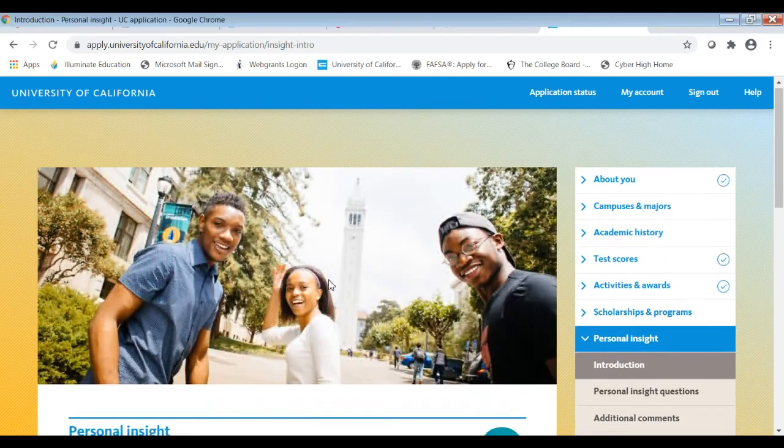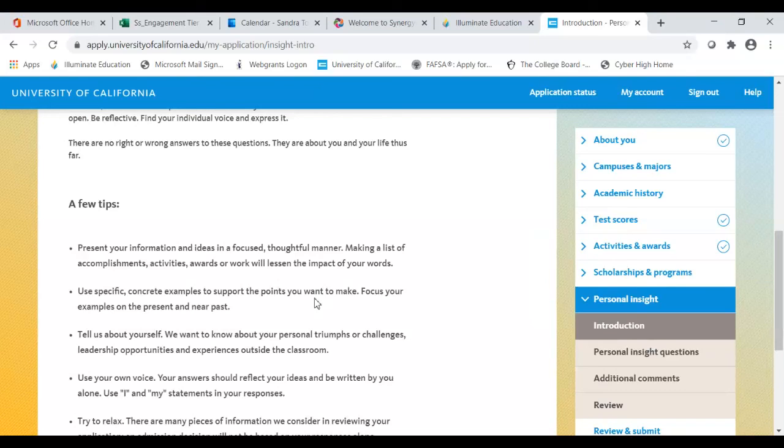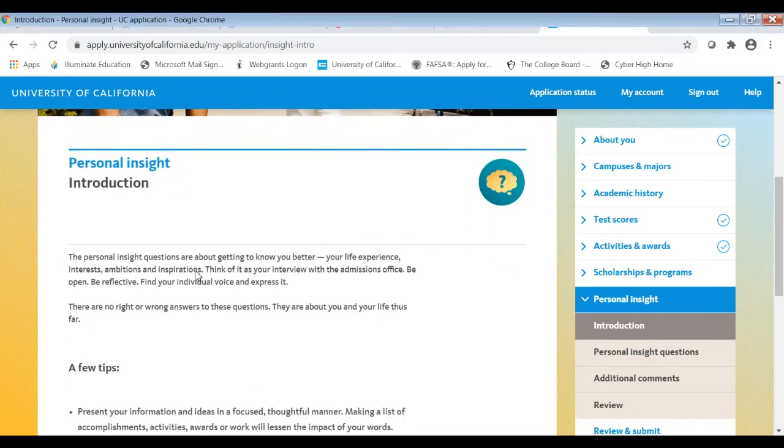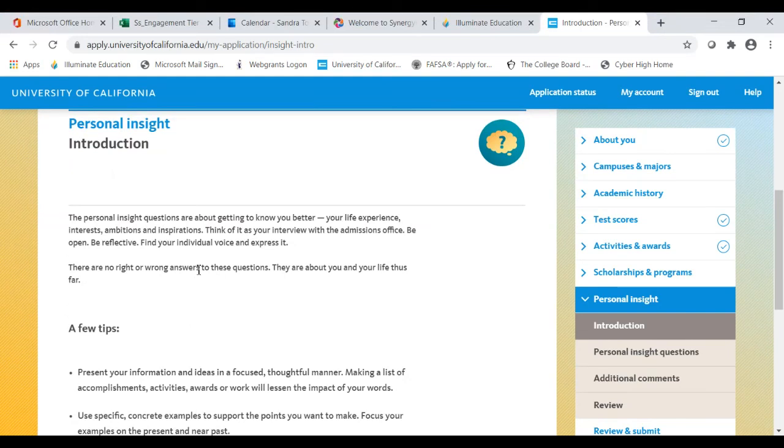Continue to personal insight. This, you guys, and if some students have left, this is one of the most important things of the application, the personal insight questions. Academic admissions advisors are saying this is super important, because this is their way of getting to know you better, your life experience, your interests, your ambitions, your aspirations. Think of it as your interview with the admissions office.